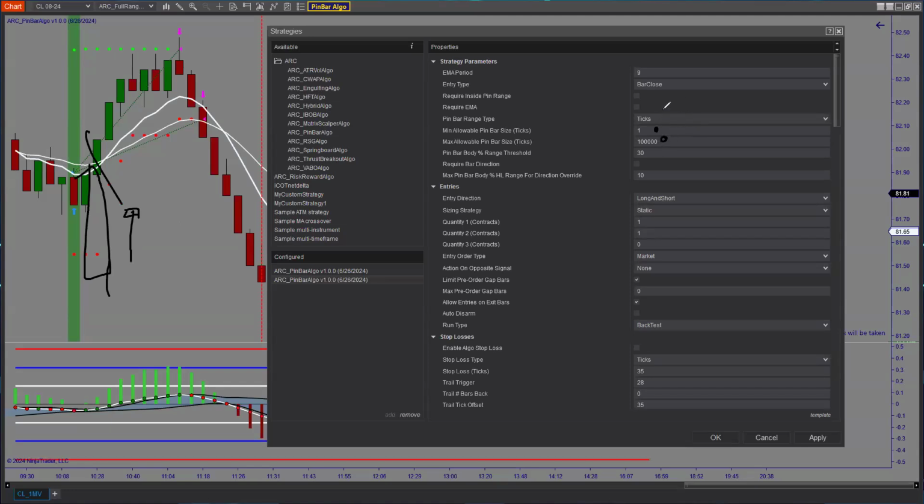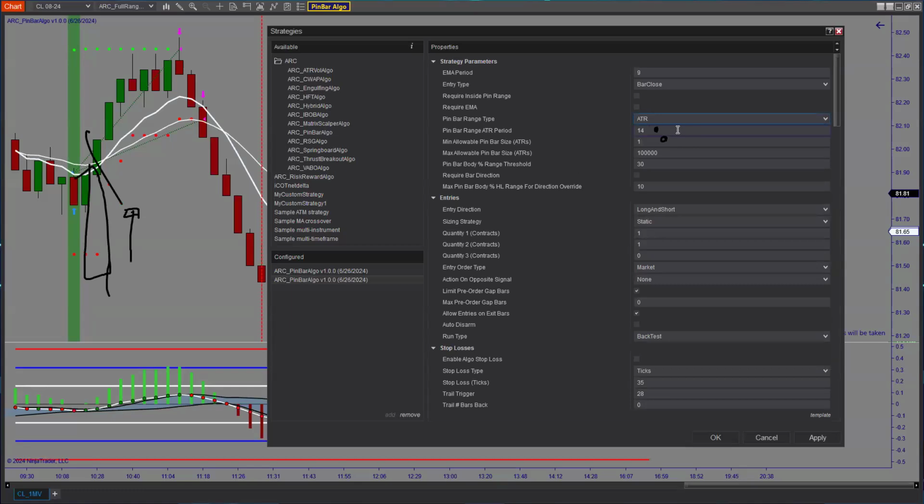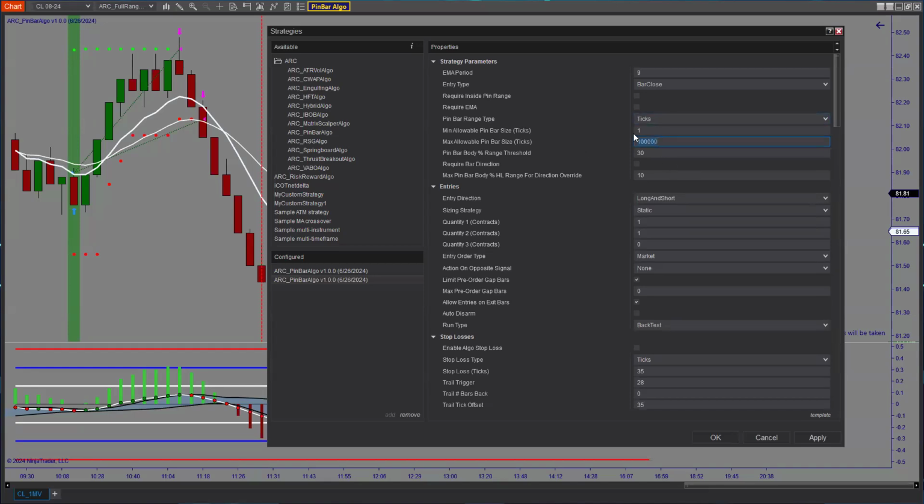Again, you can do ticks or you can do ATR. If you change it to ATR, then it's going to ask you what period ATR, and then this is going to be an ATR multiple. So multiple minimum and max. Of course, you can have a smaller number. It doesn't have to be 1. It could be 0.5, 0.3, whatever. We'll just leave that as ticks because I don't really care about the size on a range bar.